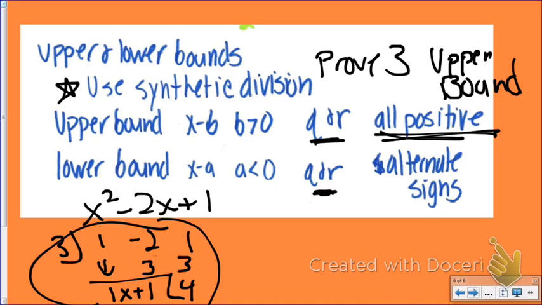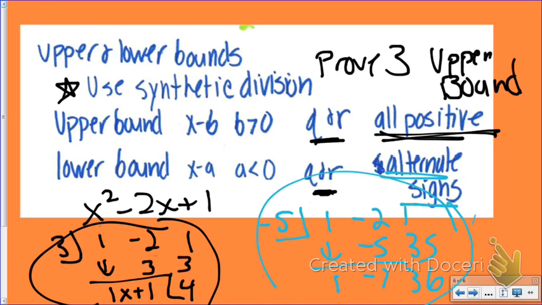Alright, let's use that same equation, but this time let's prove that negative 5 is a lower bound. So I'm still going to do synthetic division with that number. And if you look, my signs here, they alternate. I go from positive to negative to positive. And because they alternate signs, the work here is what proves that negative 5 is a lower bound.